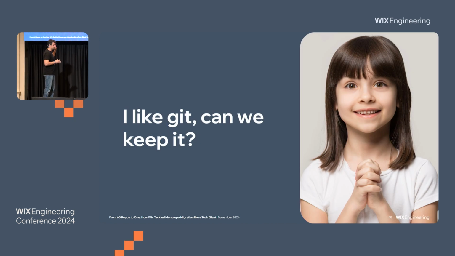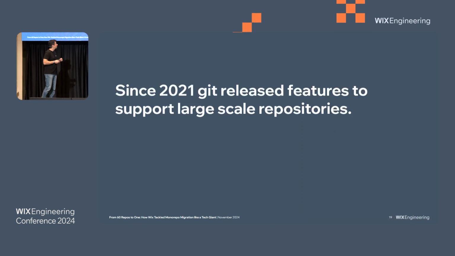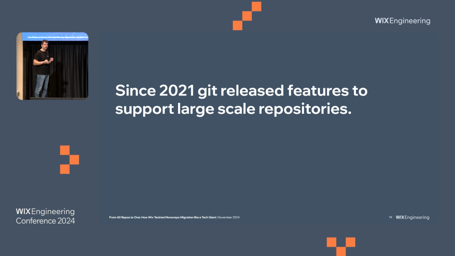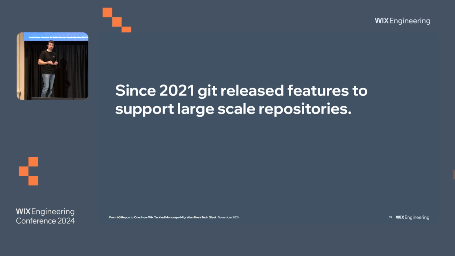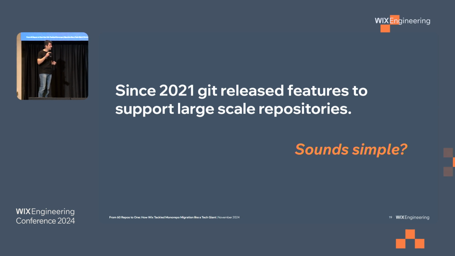We have Git challenges, and the question is if they are solvable. Around 2021, Git released all kinds of features that helped users to work with large repositories. Some of those were sparse checkout, sparse index, untracked cache, background maintenance. Do you think it sounds that simple? Upgrade and that's it? It wasn't. Let's dive into it.